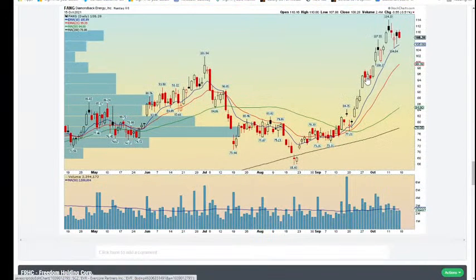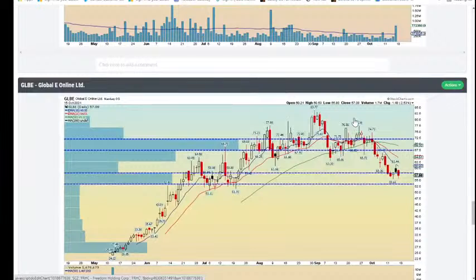So Evercore's nice breakout there. FANG. So all the energy stocks just had a huge run. Obviously oil was in focus. So sideways, FRCH.